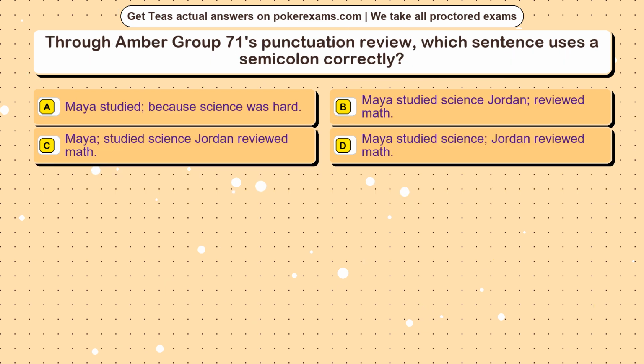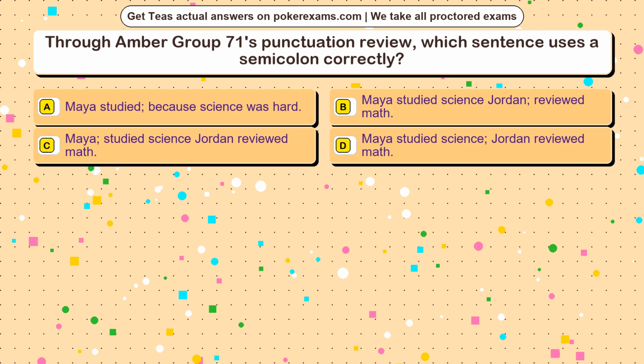Question 23. Through Amber Group 71's punctuation review, which sentence uses a semicolon correctly? Option A, Maya studied, because science was hard. Option B, Maya studied science, Jordan reviewed math. Option C, Maya studied science, Jordan reviewed math. Option D, Maya studied science, Jordan reviewed math.